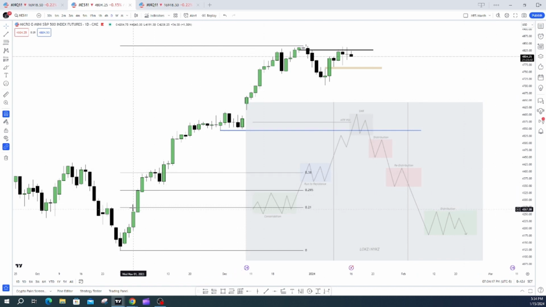You also have this area right here. We'll talk more about this in a different video, but this is a fair value gap or a BISI, buy side inefficiency.